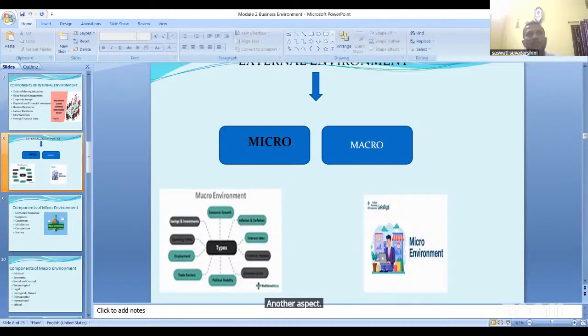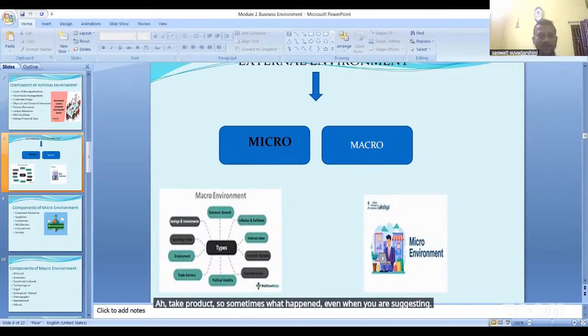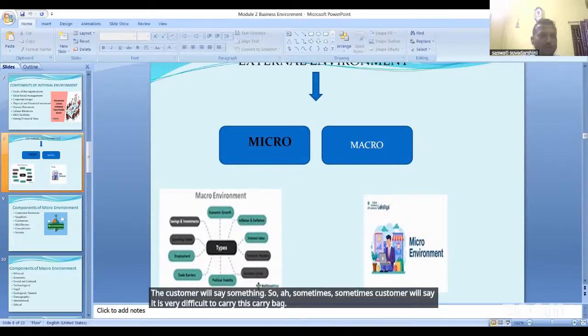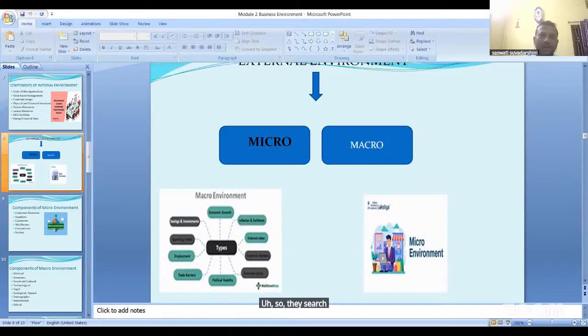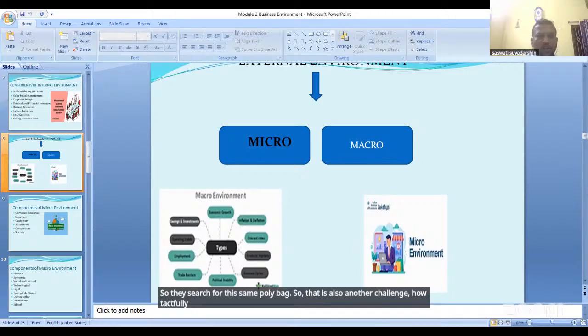Sometimes, see the situation now, regarding the use of polythene, as a good business unit you can advise your customer to carry a bag and take the product. But sometimes even when you are suggesting, the customer will say it is very difficult to carry this carry bag. So they search for the same poly bag. So that is also another challenge, how tactfully you are handling it. Then the demographic.